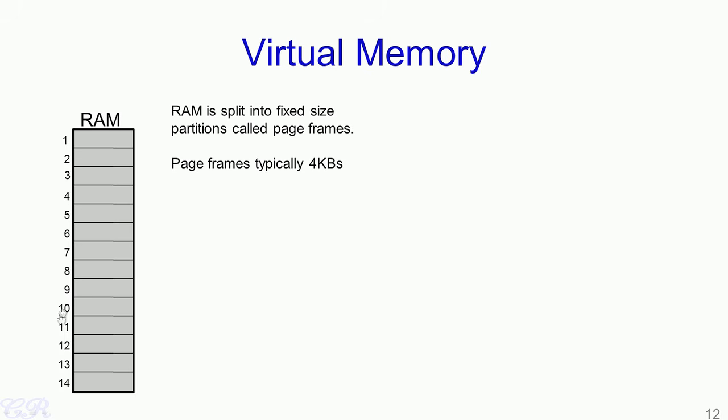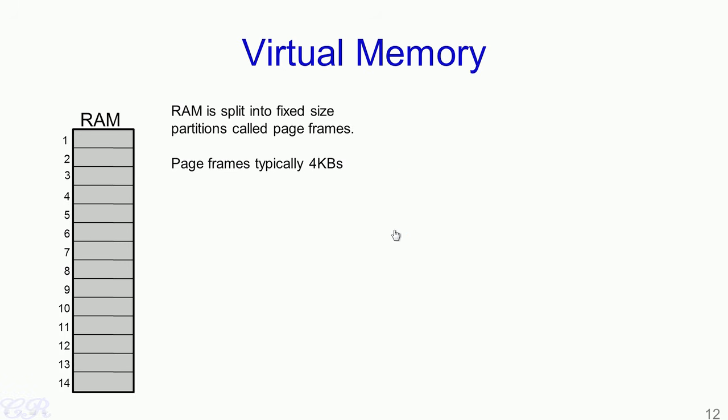In this RAM, for instance, we have 14 page frames, numbered 1 to 14, and each of these page frames has the same size. In previous Intel processors, all pages were fixed at 4 kilobytes, but in more recent processors we could have pages or page frames of a larger size.